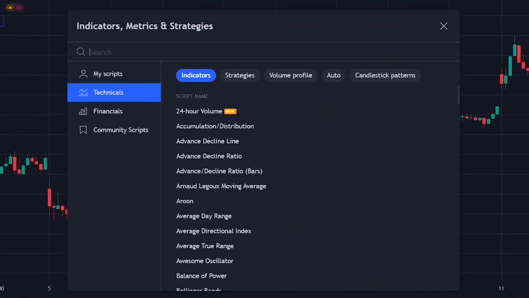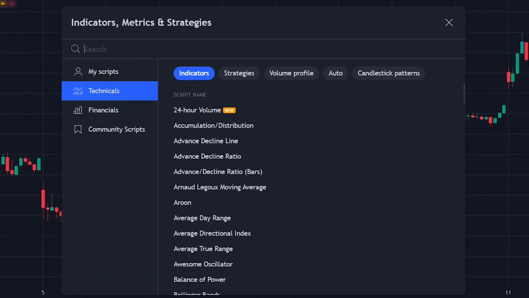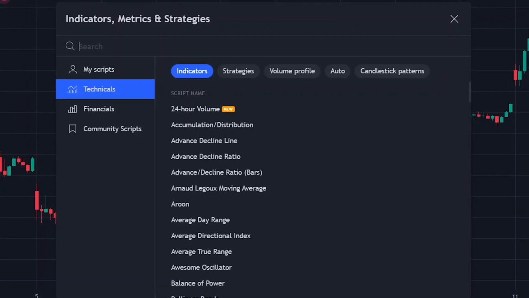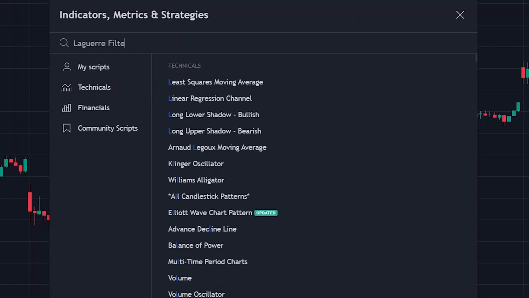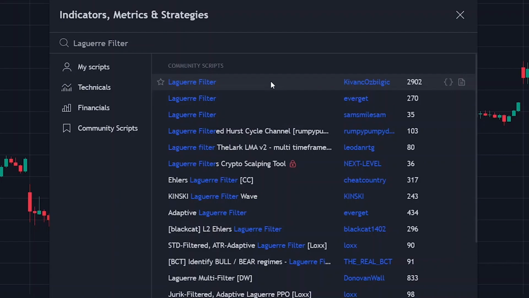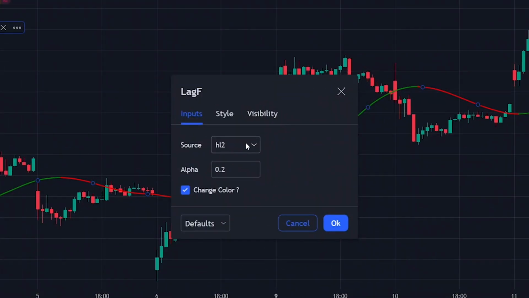For this strategy, we will be using 3 TradingView indicators, so open your Indicators tab and let's add them to our chart, one by one. The first indicator we will be using is called Laguerre Filter. We will be using this very first community script by Kavach Ozbiljic. To enhance this indicator's performance, it's recommended to change source to close and alpha to 0.3.